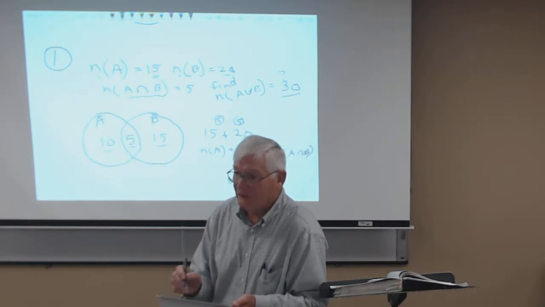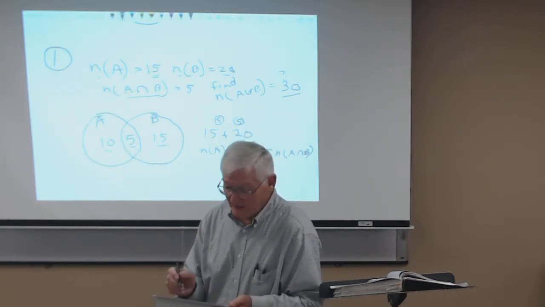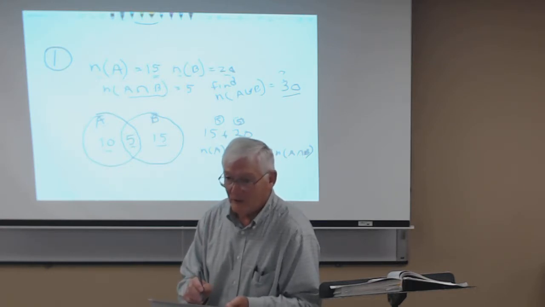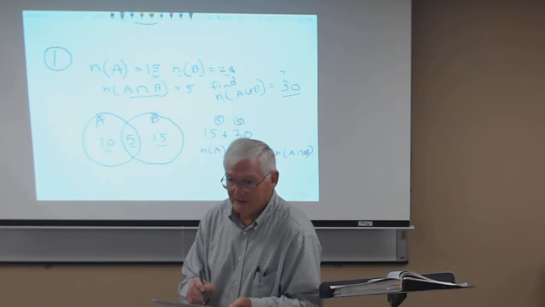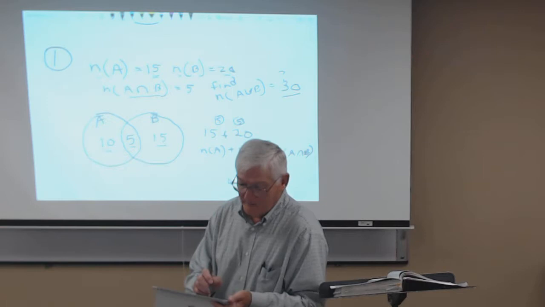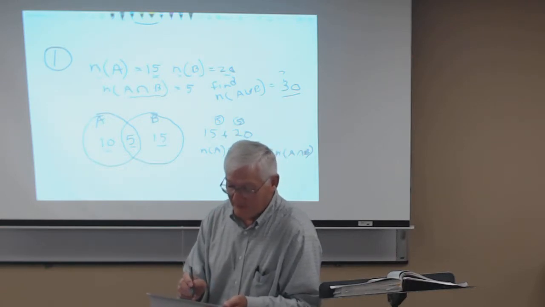You can use the formula if you like formulas, but do you see how when you look at it, you can say, hey, this 5 is a part of this and a part of this, so I don't want to count that 5 twice. That's 5 people who are in both, 10 people only in A, 15 people only in B. That's a total of 5 people plus 10 plus 15. That's a total of 30 people.